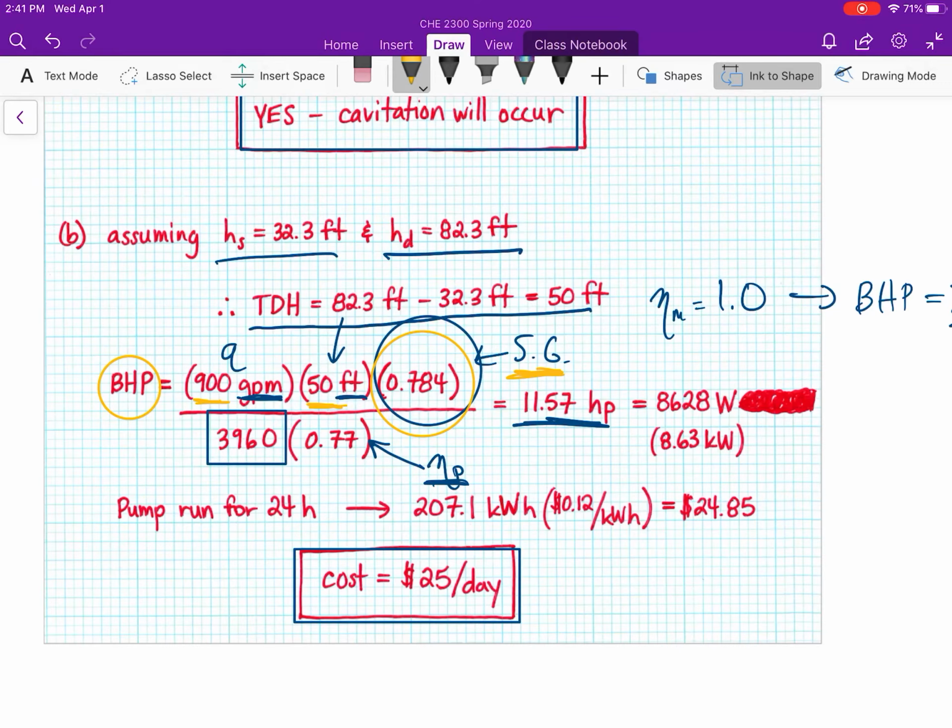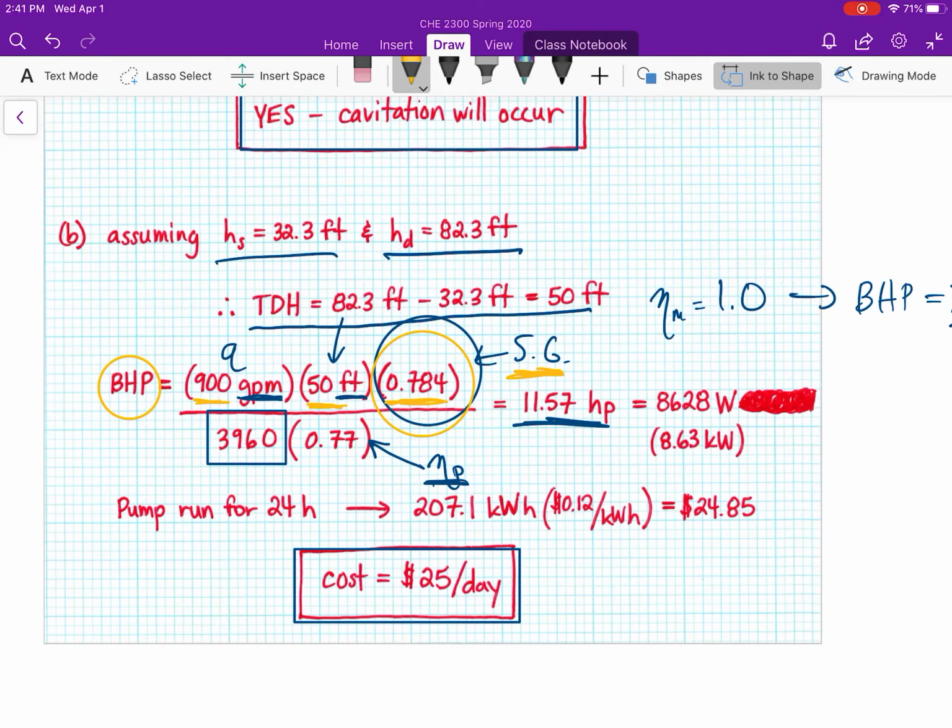A number of you just pulled it directly from the figure, and the thing that you did not account for was the fact that the specific gravity of my fluid is different. It's lower. The density of the acetone is lower than that of the water, and therefore you need to account for that when calculating the brake horsepower needed to achieve that capacity.